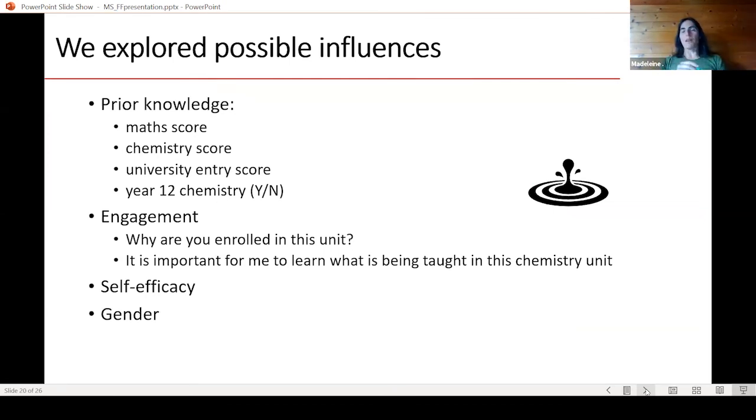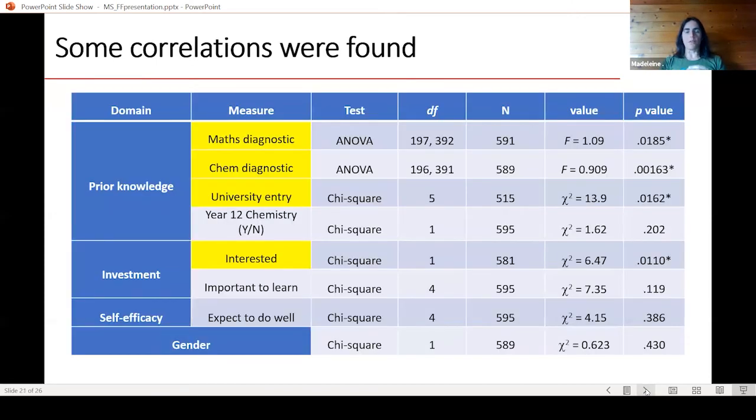So we did suitable tests, chi-squared tests or ANOVA, and we looked for statistically significant correlations. The factors highlighted in yellow were statistically significant. Students who were weaker in maths or chemistry, or had an overall lower university entrance score, were more likely to Google in the exam. Students who were not interested, enrolled only because the unit was compulsory, were more likely to Google. However, gender was not a factor. Our measure of self-efficacy was also not a factor, and thinking it was important was not a factor. So that is what we found about our students.